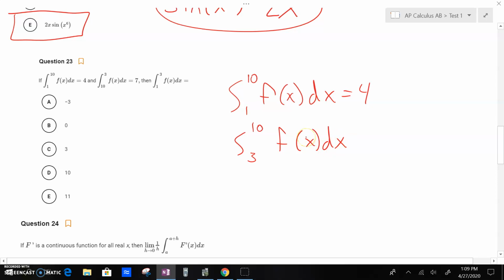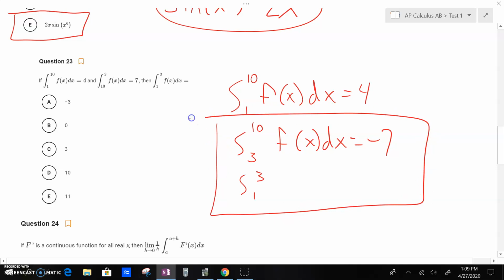If I flip the bounds the other direction, all that does is means I'm reading the other way, so I get a negative 7. And then 1 to 3, well, if we want, here are the two pieces that would need to be added together. So I don't know what this is. I'll put a question mark there. I need to combine that with negative 7 to get 4. So the thing that combines with negative 7 to get 4 is 11. And there really isn't any computational work required on this one. That is it.